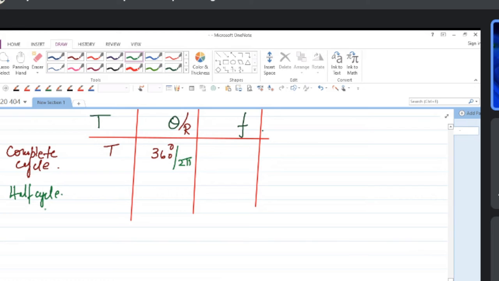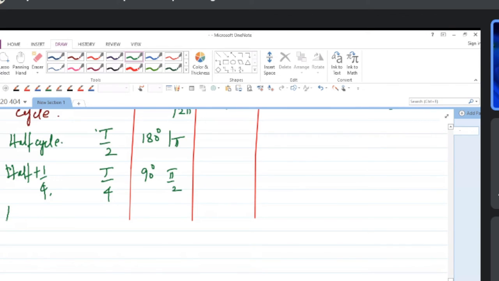Next comes, in between, this is the complete cycle, this is the half cycle. So let us say three quarters cycle: half plus one fourth. Half of this becomes T/4. What is T/4 equal to? It is 90 degrees, which is π/2. Then half of this, that means T/8, which is 45 degrees, that means it is π/4.